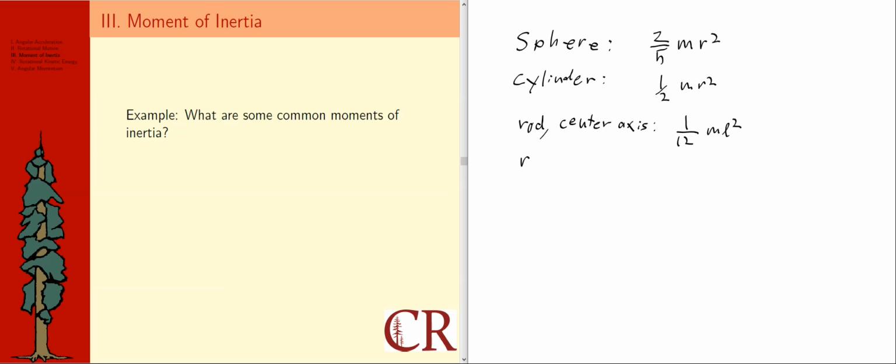But there is also a formula for the rod if it's spinning around one end. So maybe I'll just say here, end axis. I don't know if that makes sense. I'm kind of just doing this on the fly here. But that one is 1/3 m L squared. So that's four common ones already.